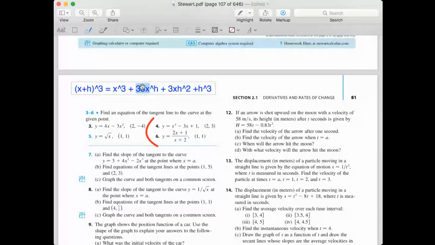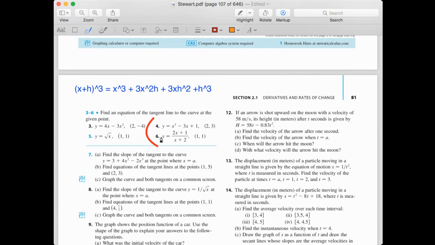Then, oh, double 3. Then 3 times the first one squared times the second one. Then 3 times the first one multiplied by the second one squared. Right? It's by binomial theorem.